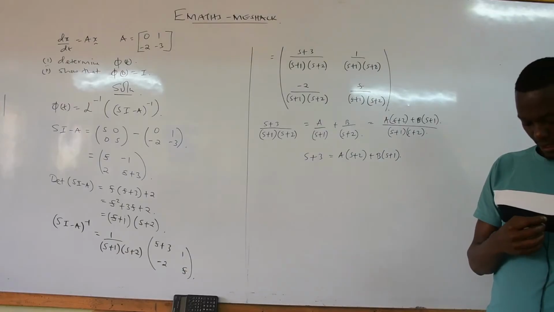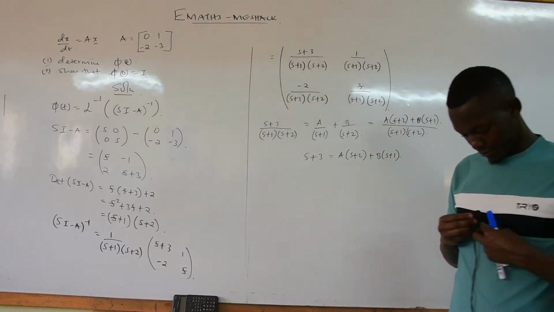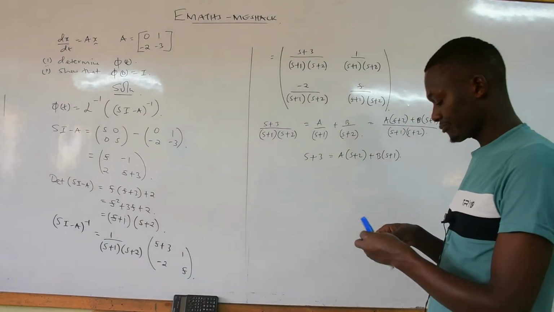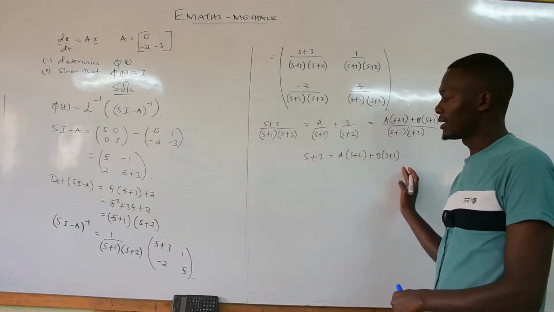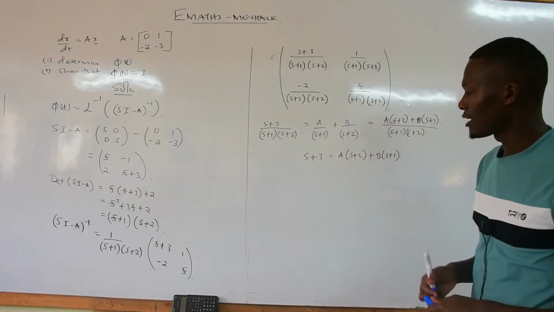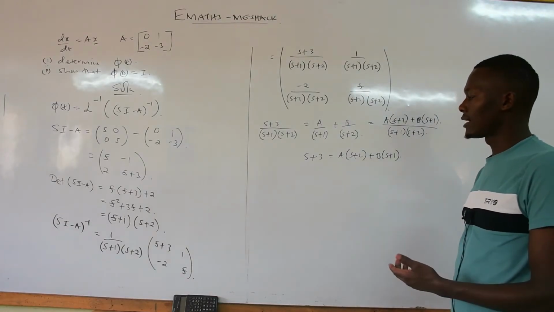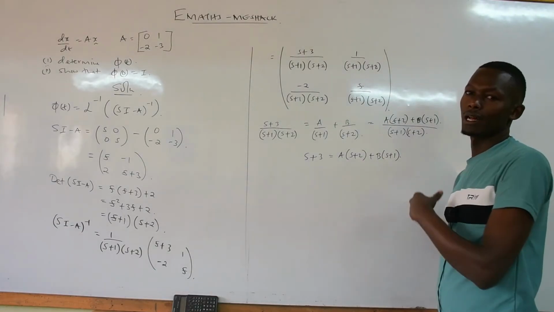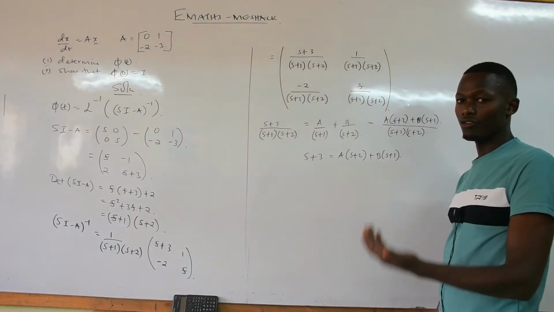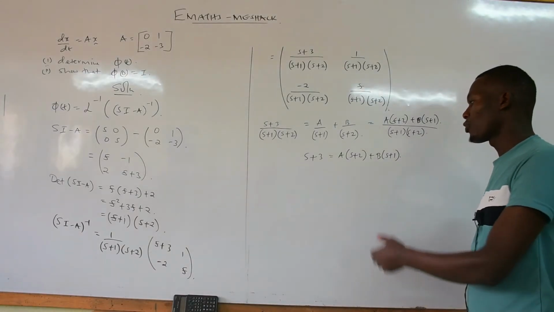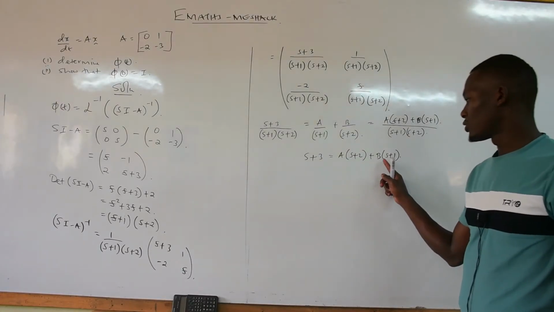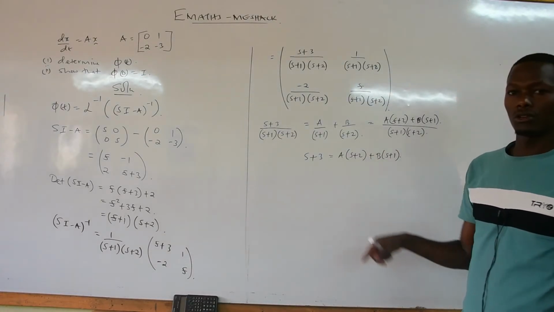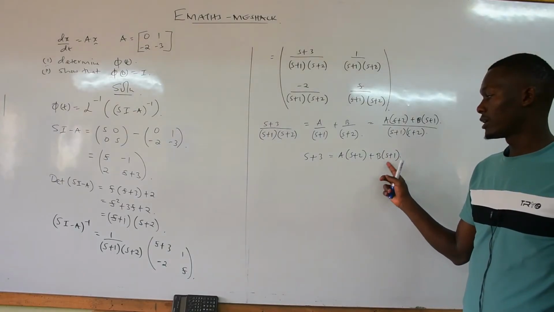Now, the second drill goes like this. We want to find the value of a and the value of b. So what you do here, you choose a value of s such that it will make one of the terms zero, either of a or b. So for example, we want to find the value of a. Which value of s can we choose to make this term become 0? Which value of s can we choose?